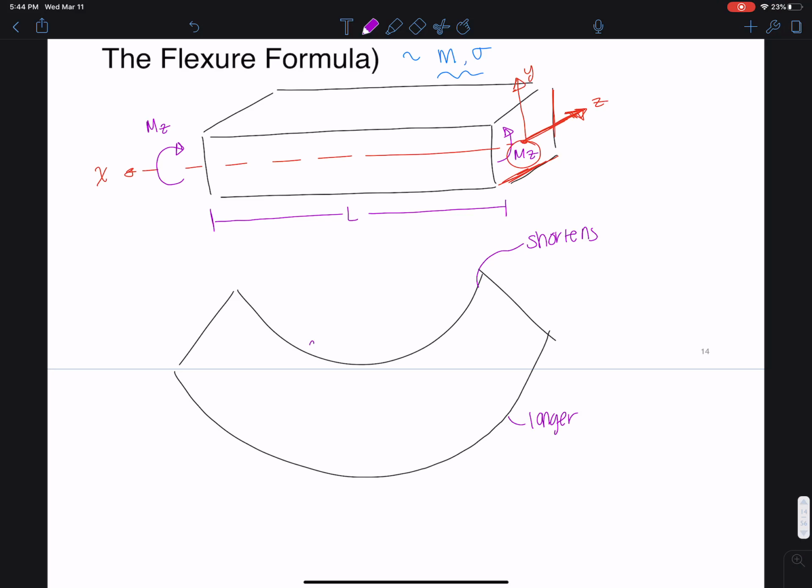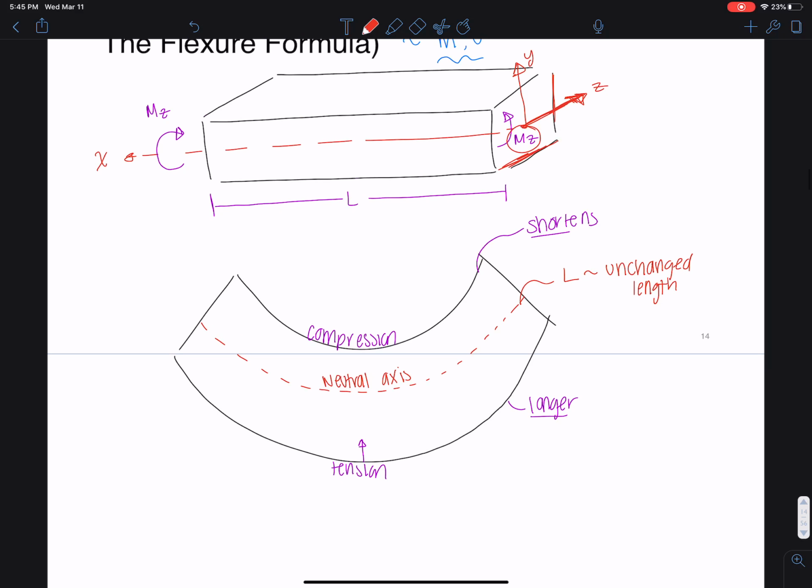So the top is in compression and the bottom is in tension. We're pulling on the bottom there. So we're going from tension to compression here. We're going from long to short. So at some point in the middle, we're switching from tension to compression, going from long to short, and we're going to hit a length that's the same as L. Unchanged length. And we call this our neutral axis. We have no length change on that portion. So even after bending, our neutral axis stays the same.